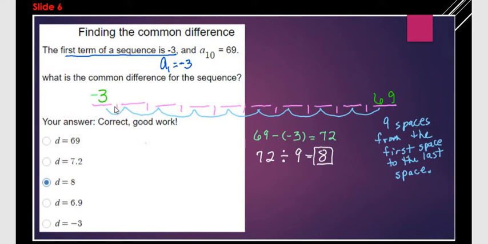Then I'm going to count how many spaces it takes to get from the first term to the last term, and I count 1, 2, 3, 4, 5, 6, 7, 8, 9. 9 spaces from the first term to the last term. And once you find that number, which is 9, you're going to take whatever answer you get here, 72, divide it by 9, and that will give you 8. So the common difference is 8.